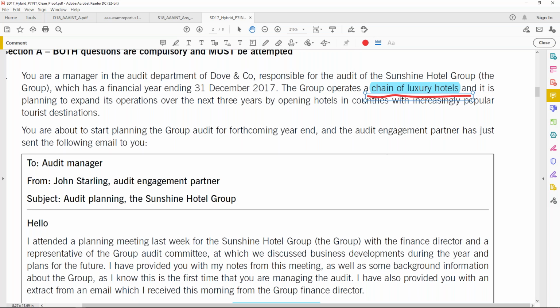The examiner is saying it operates a chain of luxury hotels, but is the examiner developing a point, or just touching upon a point? Is the examiner explaining the luxury hotel model here? A lot of the time when you're reading a case, the examiner is giving you a hint, but is not explaining the point. So you need to hold that point.